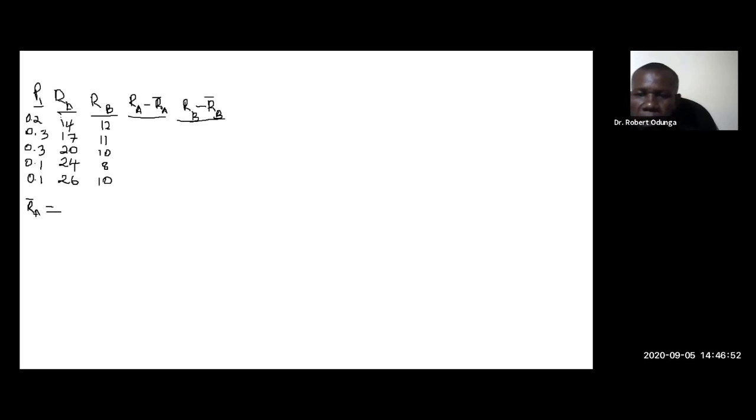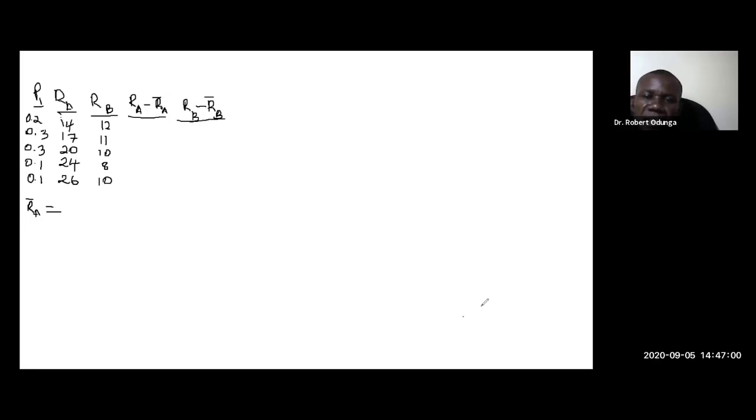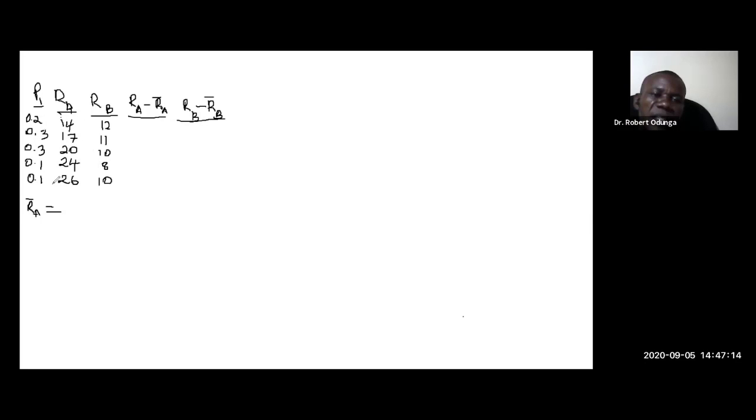So these figures are the ones I've just copied, and I've shared them here. The probabilities are here. The return for A is here: 14%, 17%, 20%, 24%, 26%. Return for B is 12%, 11%, 10%, 8%, 10%.